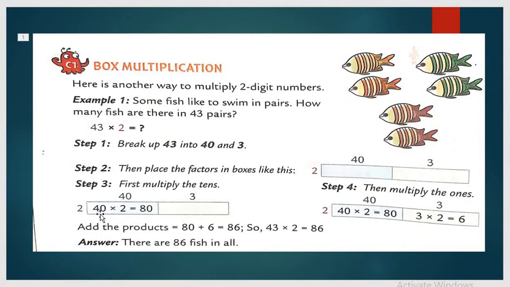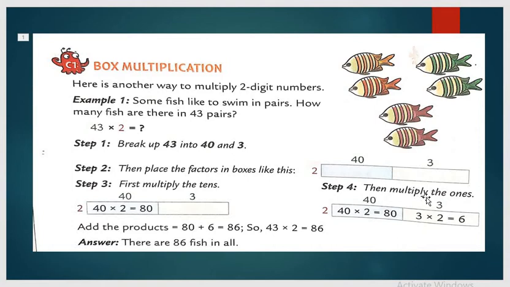4 2s are 8, and the 0 will be put the same. Okay, and the other thing, 4 2s are 8. Understood? Now here is blank, because the 3 is separate. So step number 4.